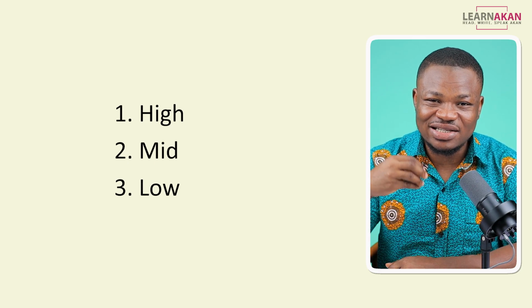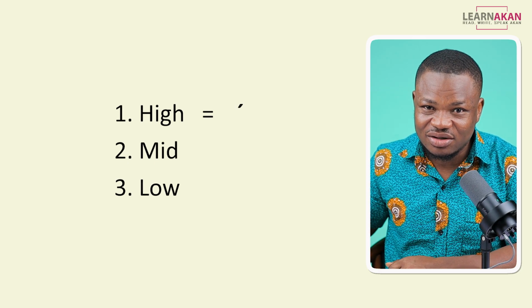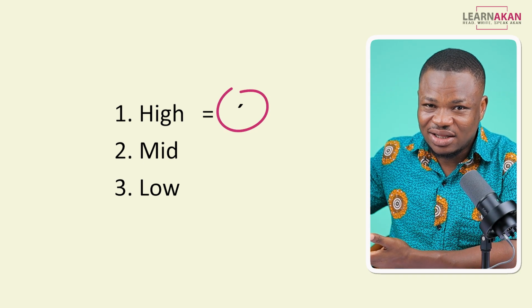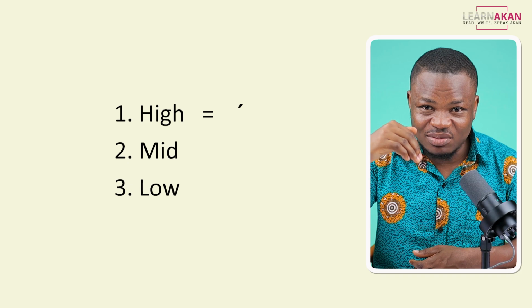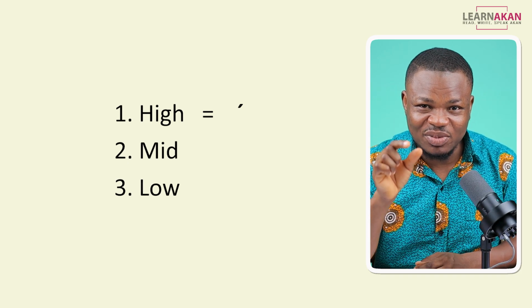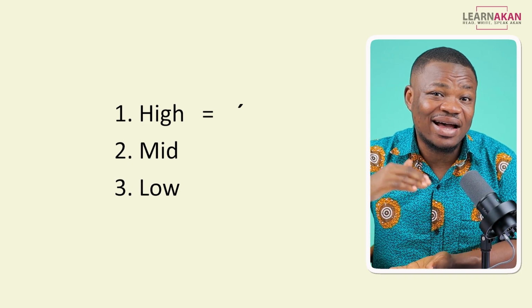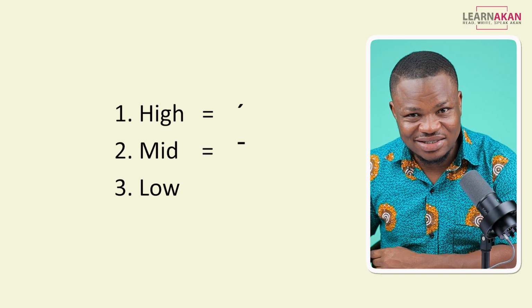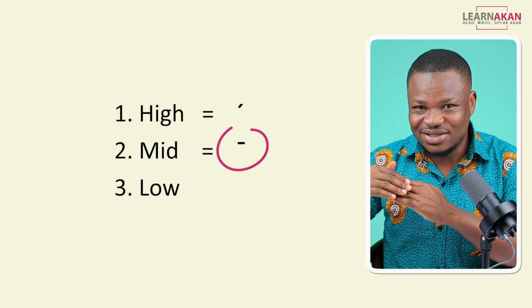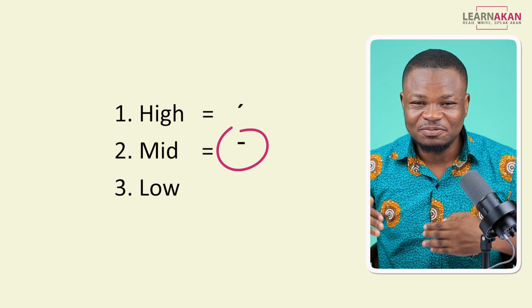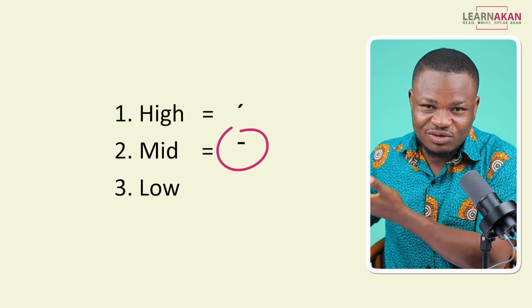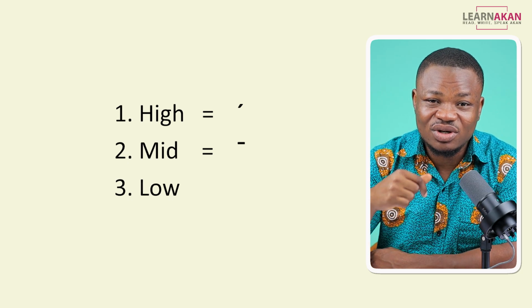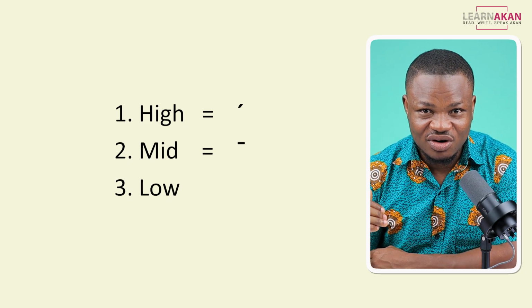The high tone is indicated by this diacritic, so this tone marker. So if you find this tone marker on a syllable, it shows that that particular syllable is pronounced with a high tone. And then we have the mid tone, and that is indicated by this diacritic. So this one is flat, all right? So again, if you find this on top of a syllable, then it shows that that syllable is pronounced with a mid tone, all right?